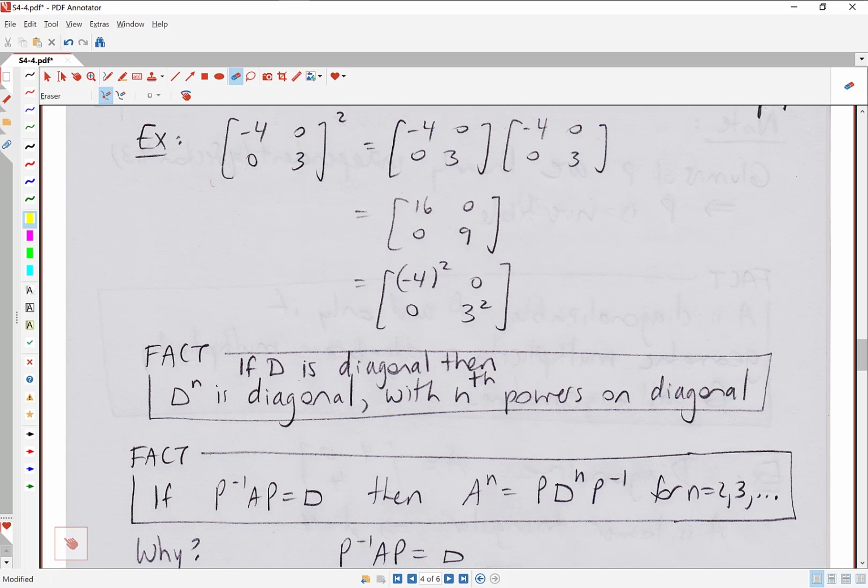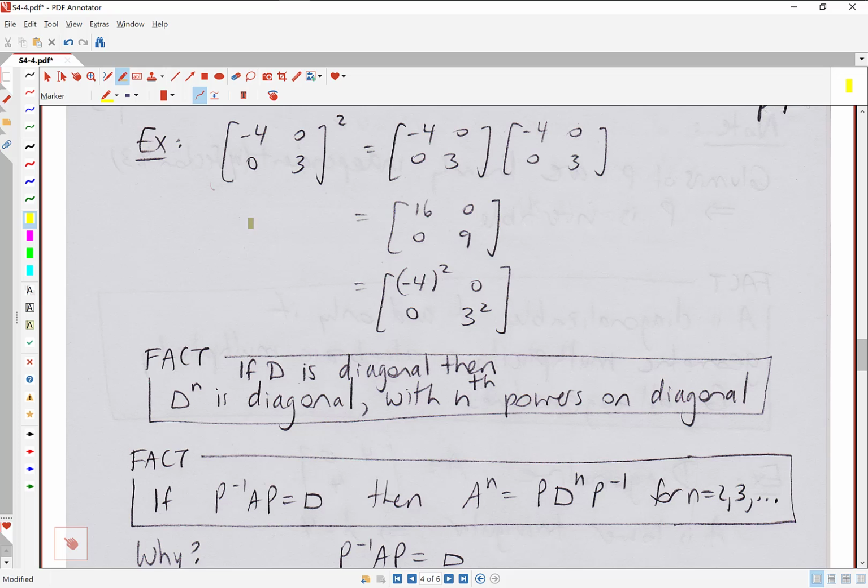So we talked about which matrices are diagonalizable, and we've talked about how to build the matrix P that diagonalizes a matrix. Now we're going to get into the second half of the video, which is why do we care about diagonalization? So let's do a quick example here. We're starting with a diagonal matrix. That's important, and we're going to square it. So just multiply it by itself in the usual way, and what we end up with is this matrix here.